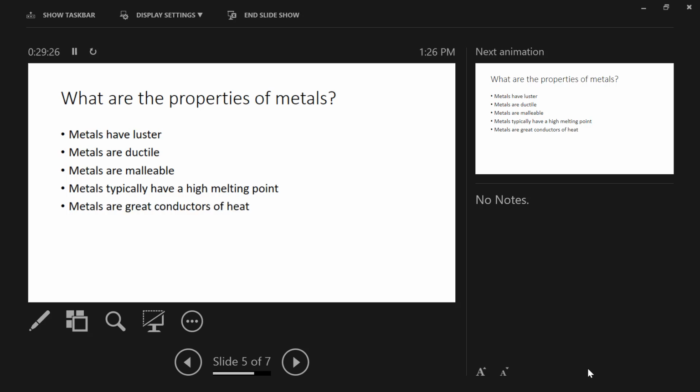And then these next two, we've already mentioned these. Metals are great conductors of heat. And again, that has to do with those conductance electrons. Electrons are really good at absorbing energy. So metals are great conductors of heat.